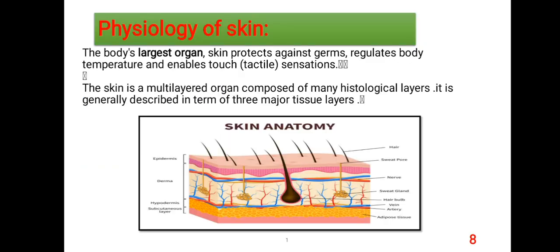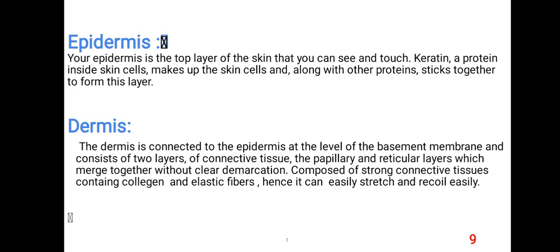Now we will study the physiology of skin. The body's largest organ, skin protects against germs, regulates body temperature, and enables touch, tactile sensation. The skin is a multi-layer organ composed of many histological layers. It is generally described in three major tissue layers. First is epidermis. Your epidermis is the top layer of the skin that you can see and touch.